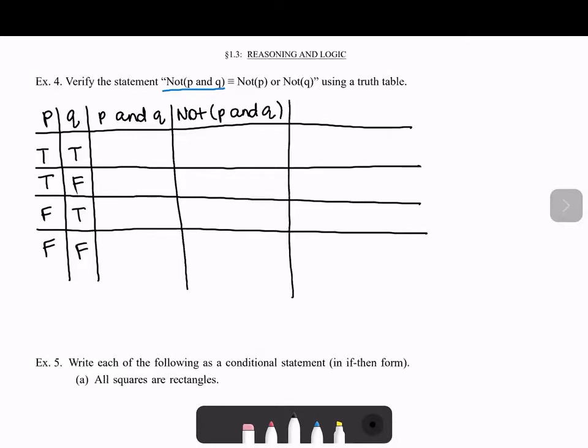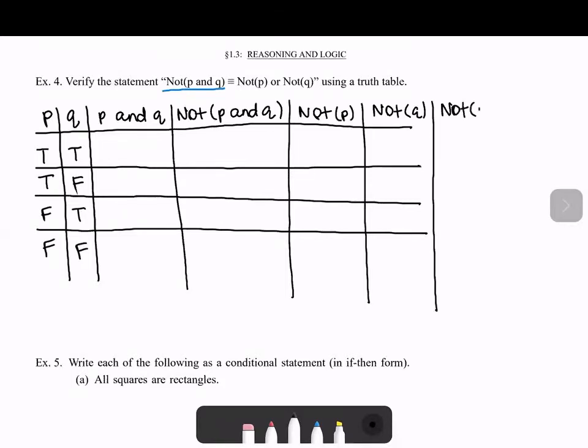Now for the second one, we are going to look at not P or not Q. In order to combine those using or, we need to have a not P and a not Q, and connect them using an or. So not P or not Q. Let me just extend these lines all the way.